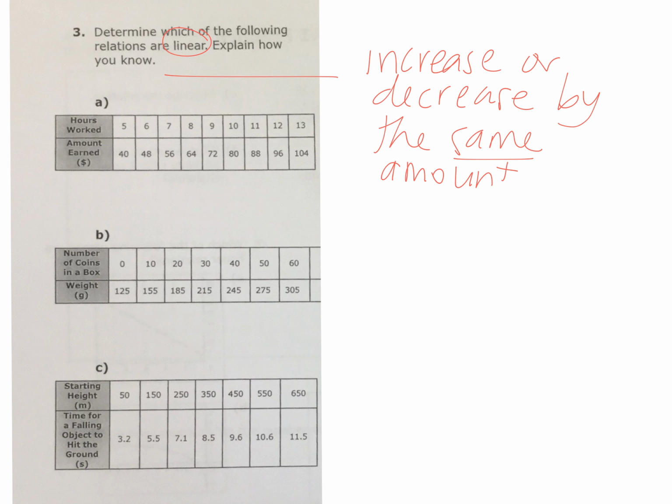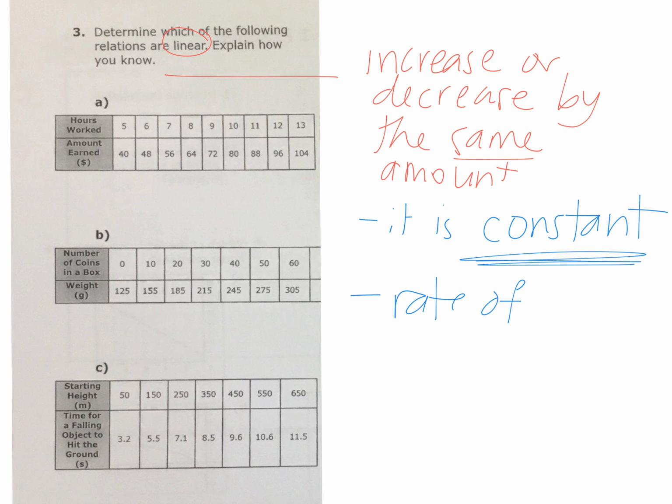A proper math term you're going to use, write this down, is constant. You're going to see this word a lot this chapter, meaning that it increases or decreases by the same amount. It's constant. The rate of change is constant. So the way it changes every time is constant. It doesn't change. Okay? So I'm going to give you a minute to figure out if A is linear, if B is linear, and if C is linear. Okay, raise your hand if you think A is linear.